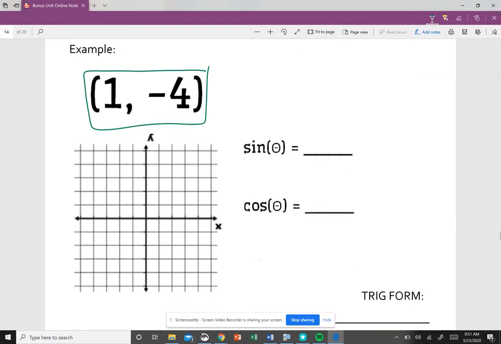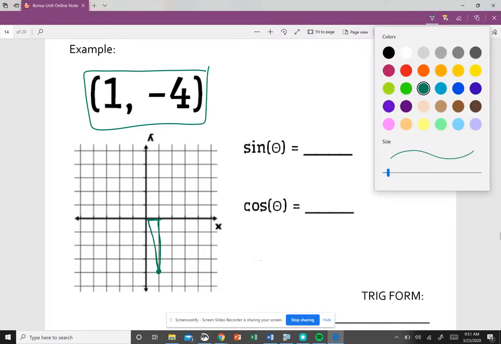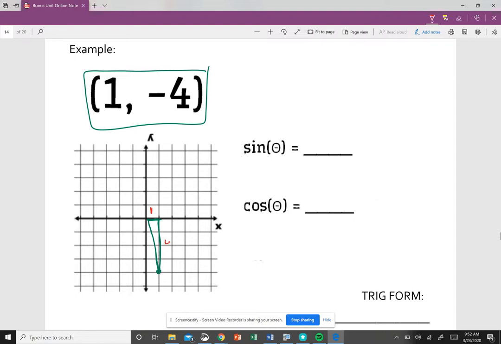So now if we did this one, we're going to go over 1, down 4. So it's this point right here. And we already know how to do the sine and cosine, so let's go ahead and do that. We draw the line from the origin to the point, and then we draw our cute little reference triangle. So we can already label some of those sides fairly easily. We know this is 1 long. We know this is 4 long.